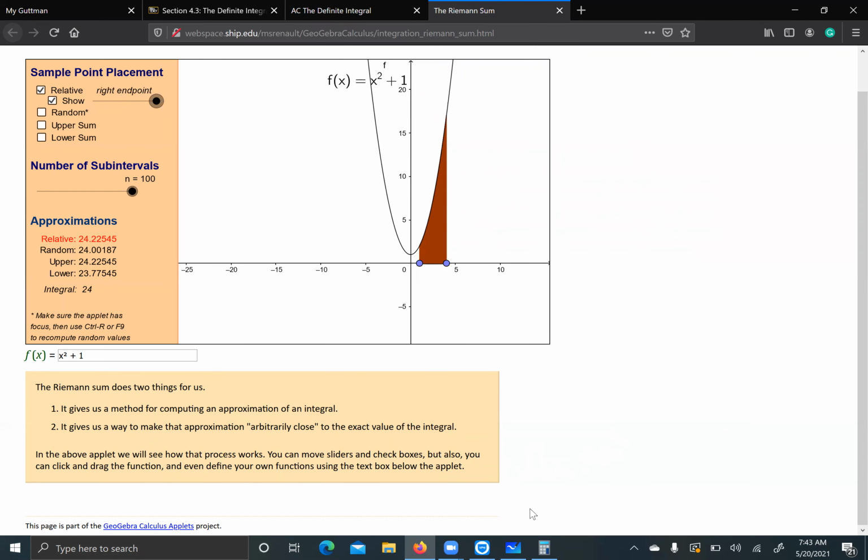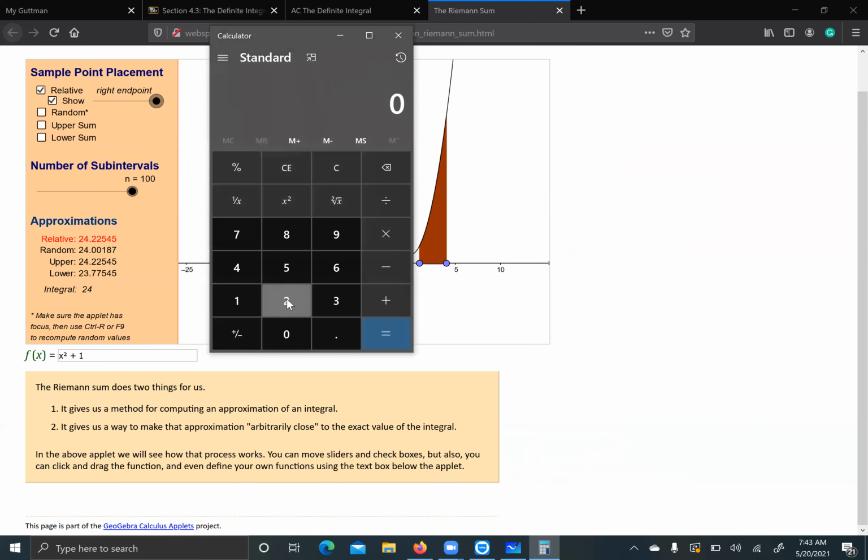Now, let's see what is the error when you do right Riemann sum. With right Riemann sum, the approximation is 24.22545. So we are overestimating in this case, minus the actual value of 24, the error is 0.22. So you see, the error is the same.